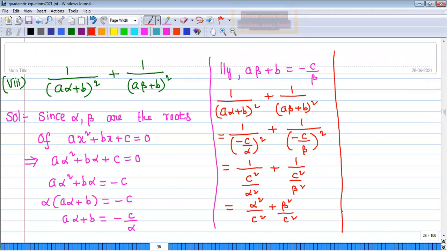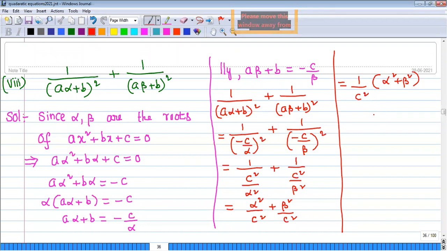Now take 1 by c square common into alpha square plus beta square. See, already we have evaluated the value of alpha square plus beta square earlier. So what shall we do from this step onwards? Could you just suggest me? 1 by c square into b square minus 2ac by a square.